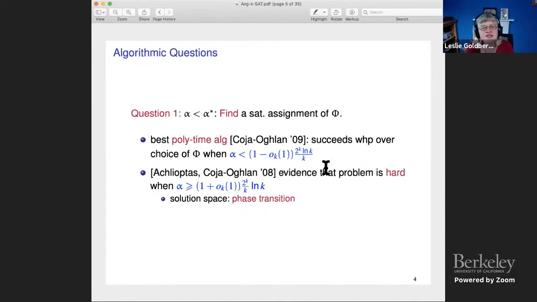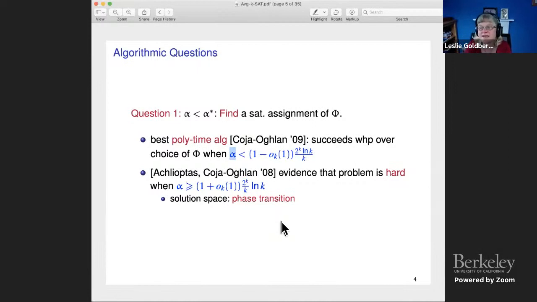All right, so the first question you might ask is, let's suppose that the density is below alpha star. So with probability 1, the formula is satisfiable. Can you actually find a satisfying assignment? And the best polynomial time algorithm that we have for this is due to Amin Coja-Oghlan. And it succeeds with high probability over the choice of the formula when alpha is a little bit less than the satisfiability threshold.